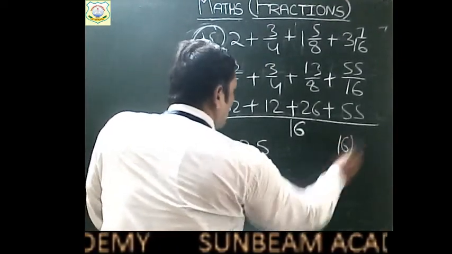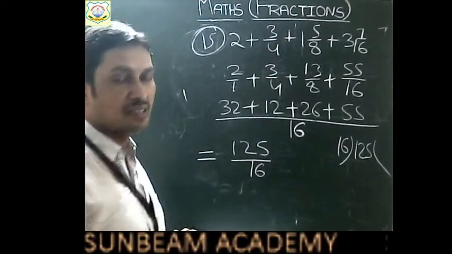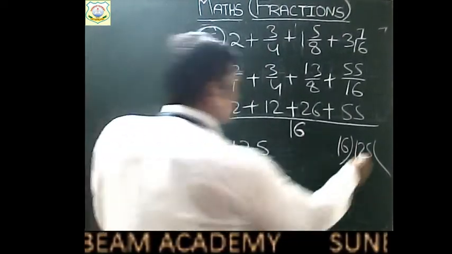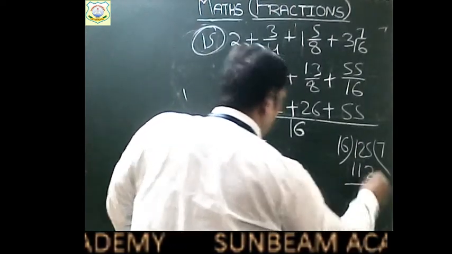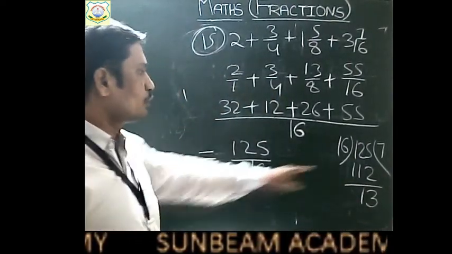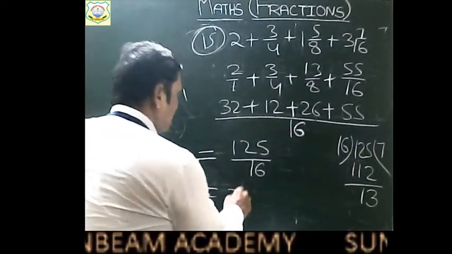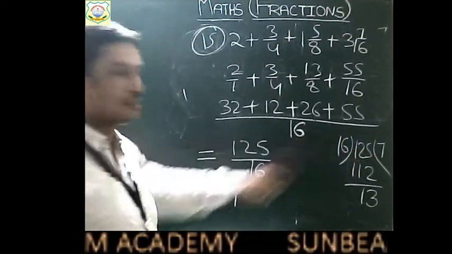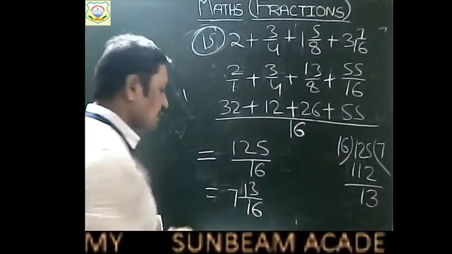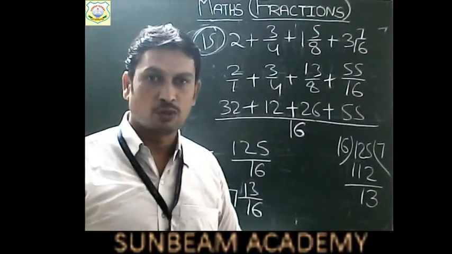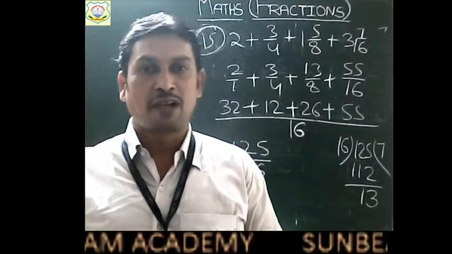And this is an improper fraction, so convert this into a mixed fraction. So divide by 16. So 16 sevens are 112. What is left? 13. Okay. So what we get, children? 7 is the quotient. 7 and 13 is divided by 16. So 7 whole 13 by 16. And this is the answer. Okay children. In this way you have to solve each and every part of this question.